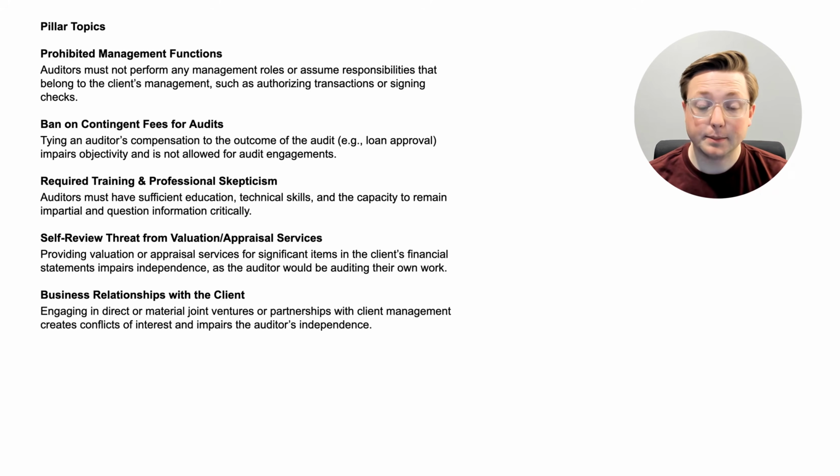And then finally, business relationships with the client. Engaging in direct or material joint ventures or partnerships with client management creates conflicts of interest and impairs the auditor's independence. So those were another 5 pillar topics about independence, and that is the end of independence part 2. We've gone over a lot in the past 2 videos, and I hope this was helpful.